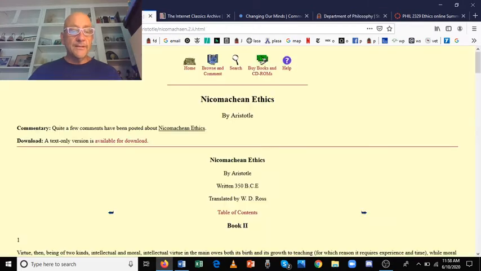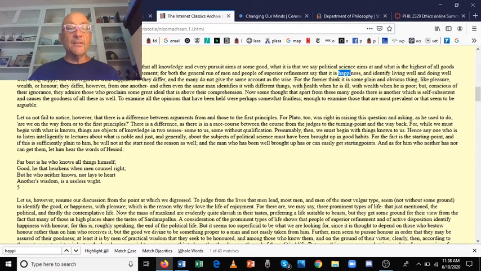Darn it, where is it? Book 1. The translation may be a little clunky. I think this was translated in the mid-20th century. But what you get here is, in the first couple sections, Aristotle asking, well, what kind of happiness should we be seeking out, right, if that's a proper goal? And he says here, and I've just gone down to section 4 so you can see it.